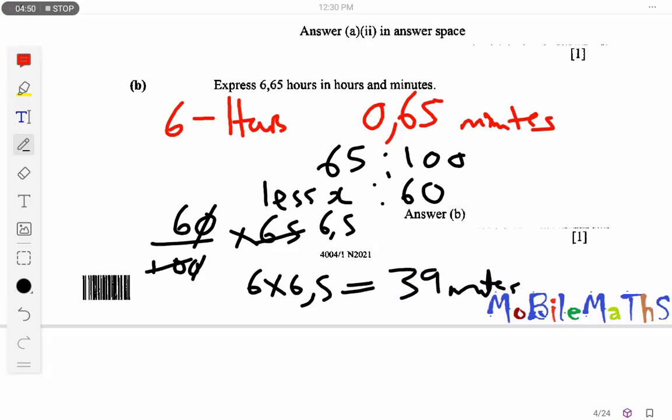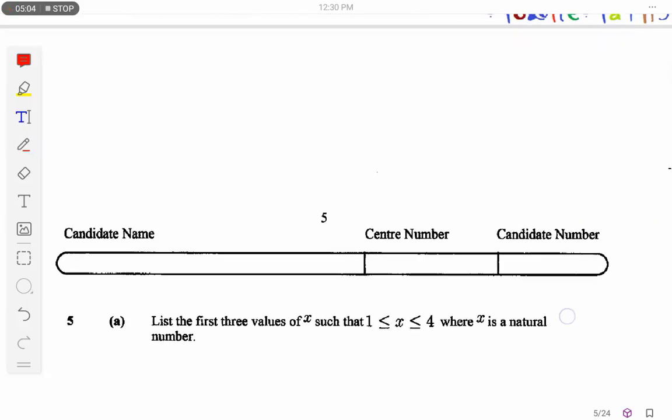So basically my answer there is going to be 6 hours and 39 minutes. Okay, that is the answer there. Let's move on.